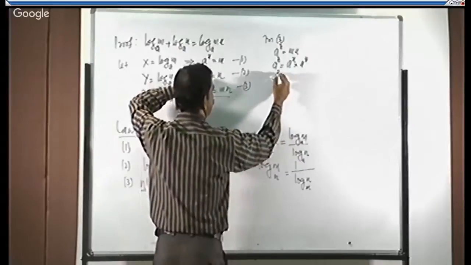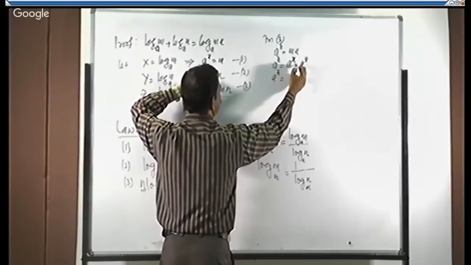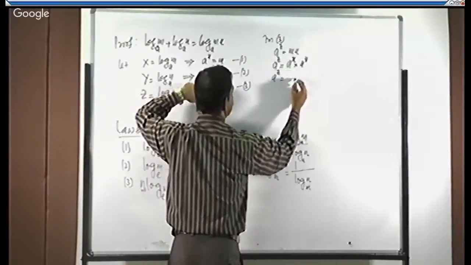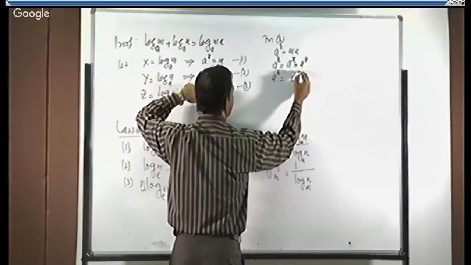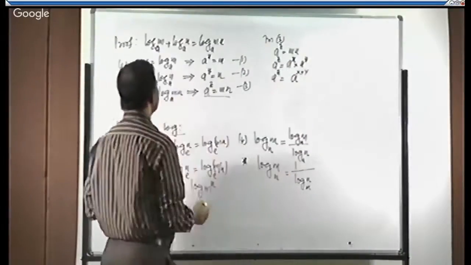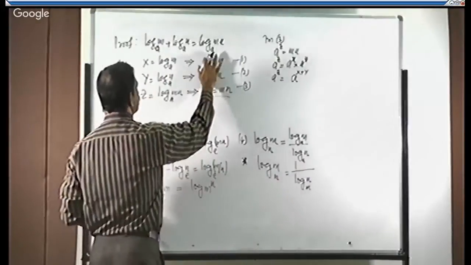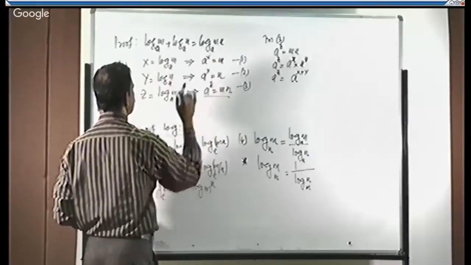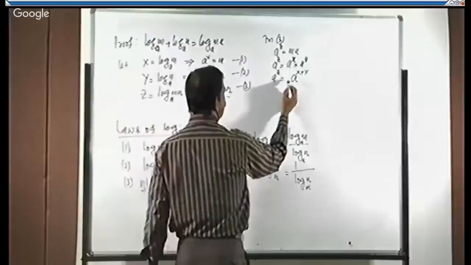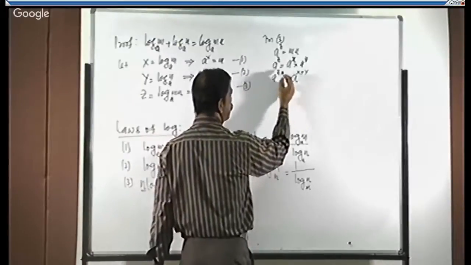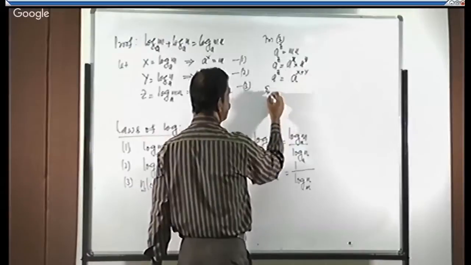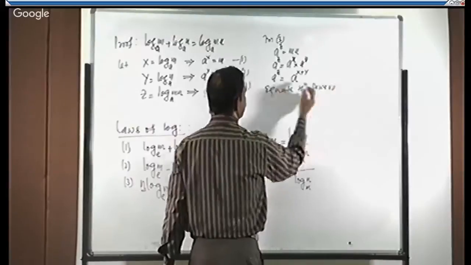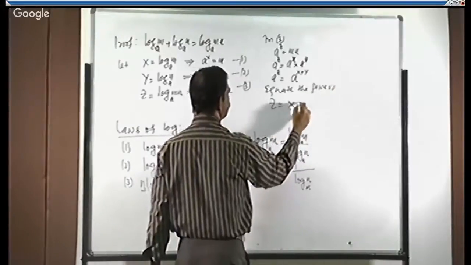So a to the power of z is equal to a to the power of x into a to the power of y, correct? Having a common base, according to the laws of indices, it becomes x plus y. This is z, right? We have the same base on either side, only the powers are different. Just equate the powers. So z is equal to x plus y.